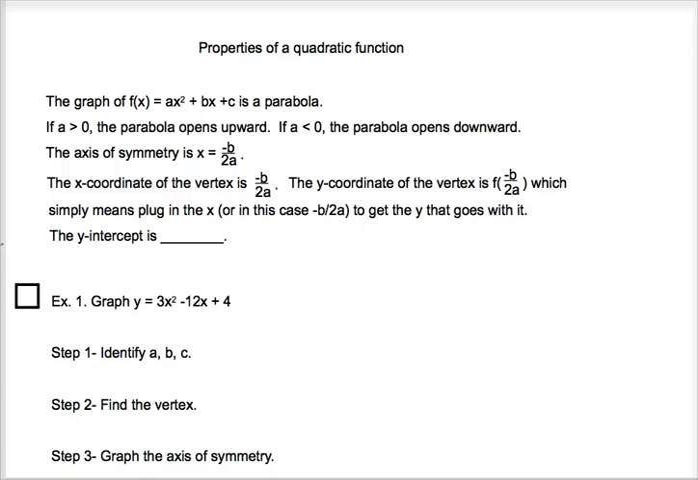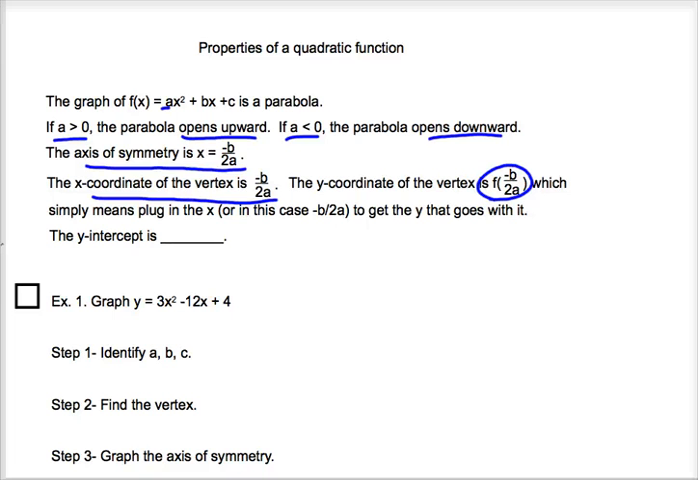So that's what I have up here. Some common things: if a is greater than 0, then it opens up, just like vertex form. If it's negative, it opens down. The axis of symmetry is x equals negative b over 2a, because the x-coordinate is at negative b over 2a. Now, people tend to struggle finding the y. All you've got to do is plug your negative b over 2a into the equation. When I say f of something, it means plug that in. Whatever answer you get for the x-coordinate, plug that into the equation so you can get the y.